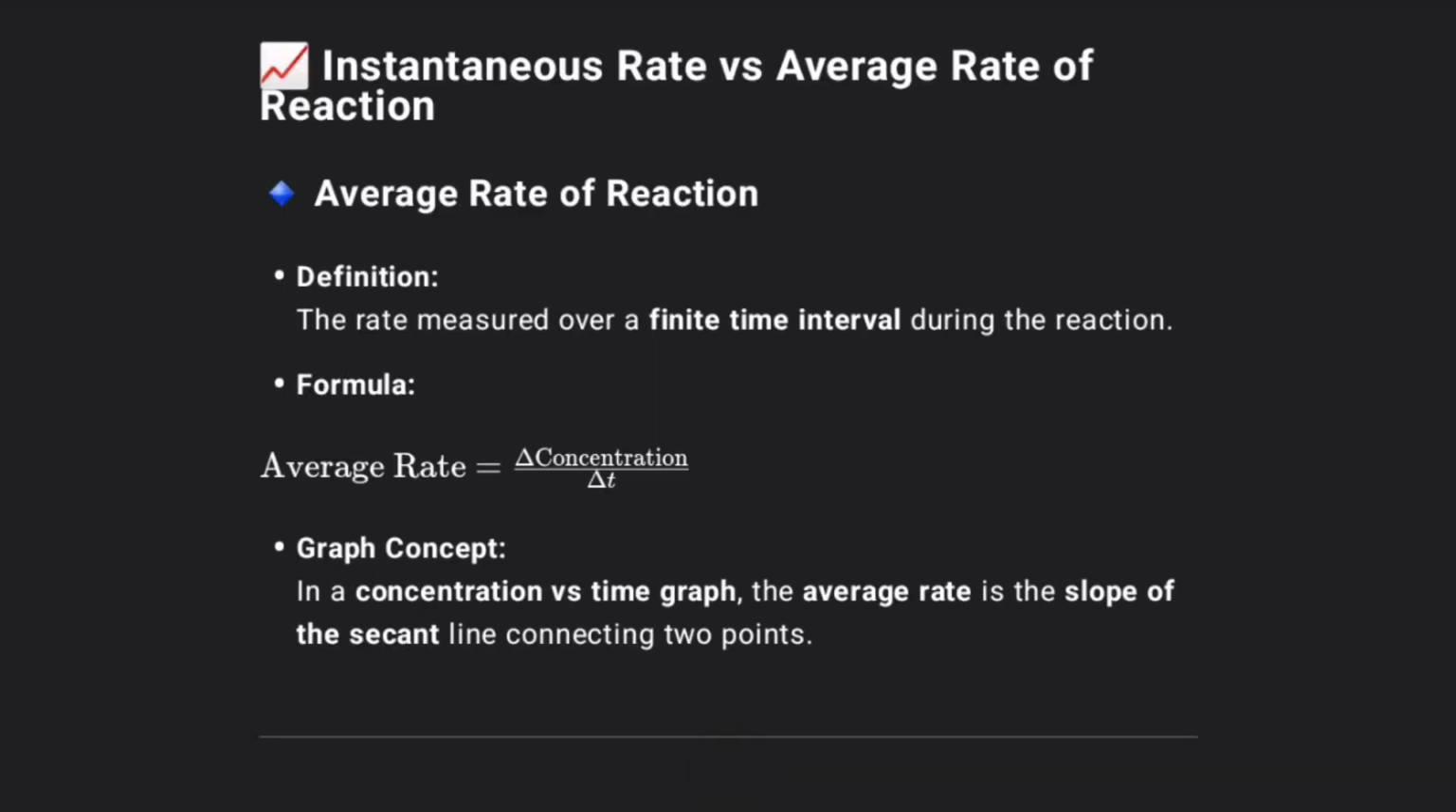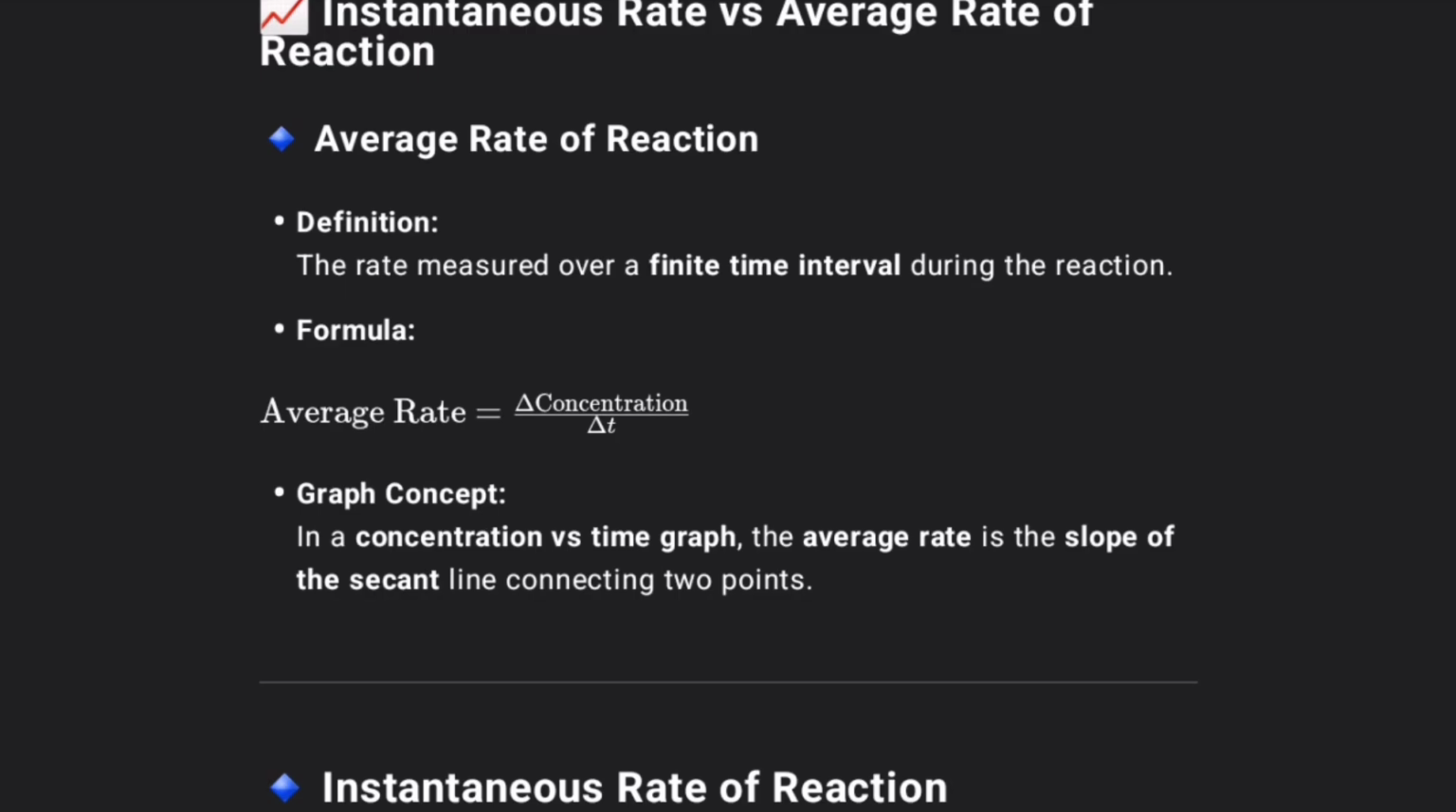Instantaneous rate versus average rate of reaction. Average rate of reaction. Definition: the rate measured over a finite time interval during the reaction. Formula: average rate = Δ[concentration]/Δt, where Δt equals the time interval. Graph concept: in a concentration versus time graph, the average rate is the slope of the secant line connecting two points.